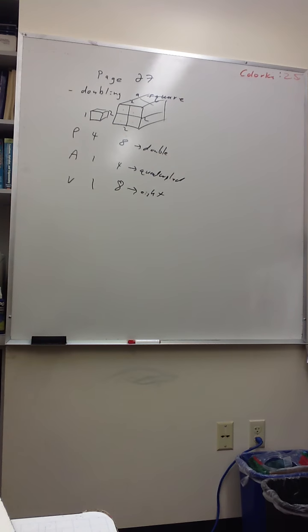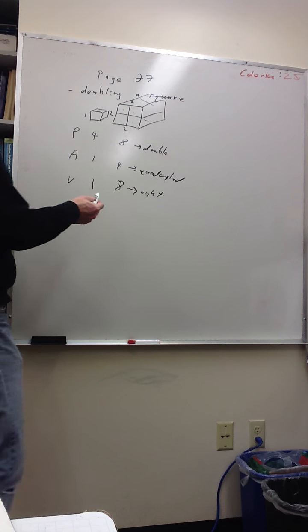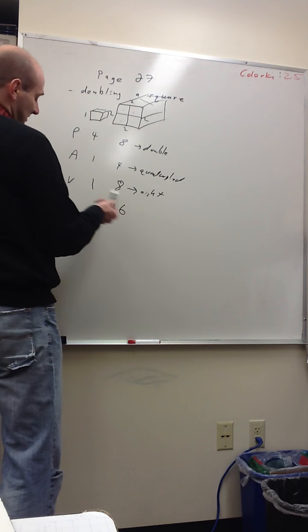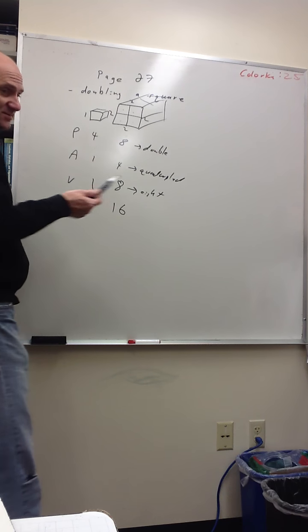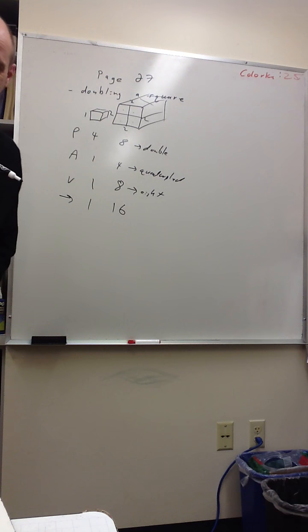And if you look at that close, you might be able to see a pattern. We don't really have a fourth dimensional cube, but if we did, you might be able to see that it would actually go up by a factor of 16. I don't know what that would be called, but it would go up by a factor of 16.